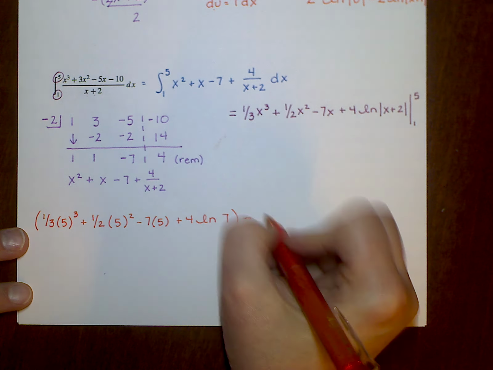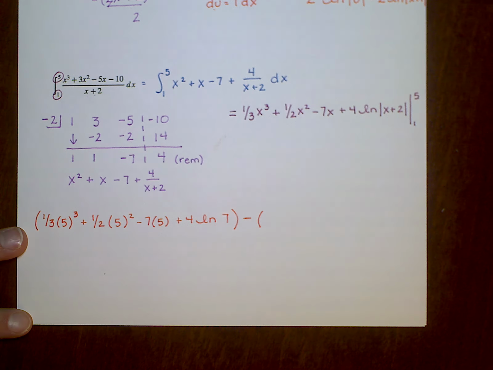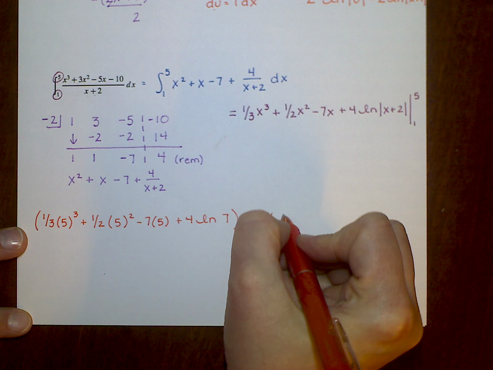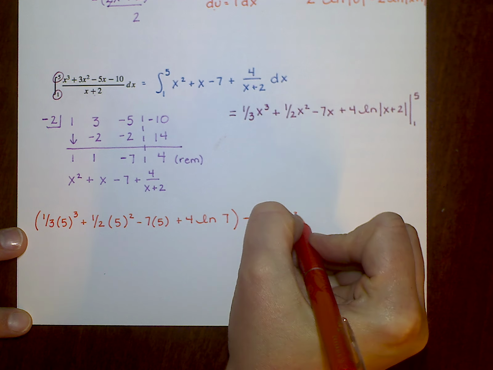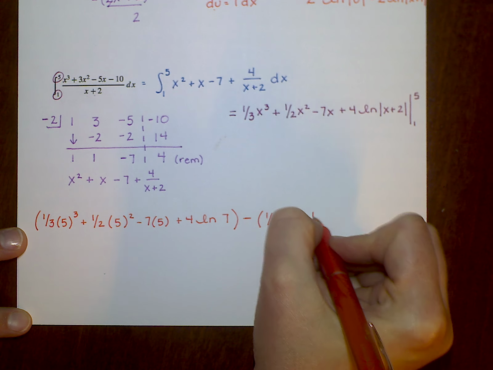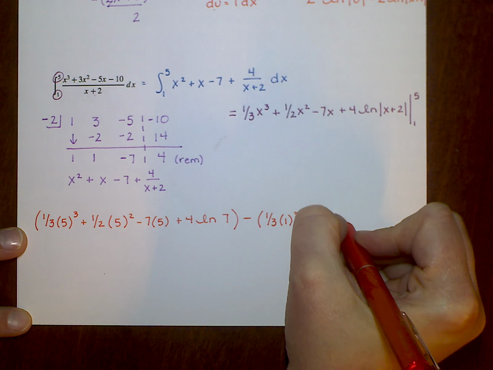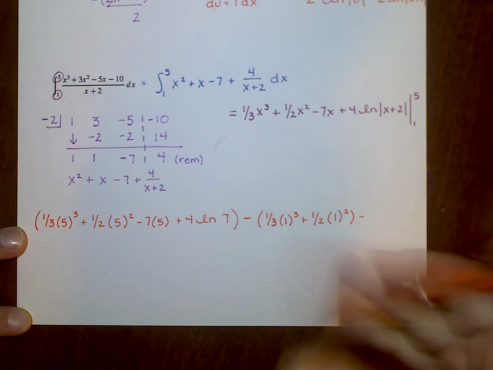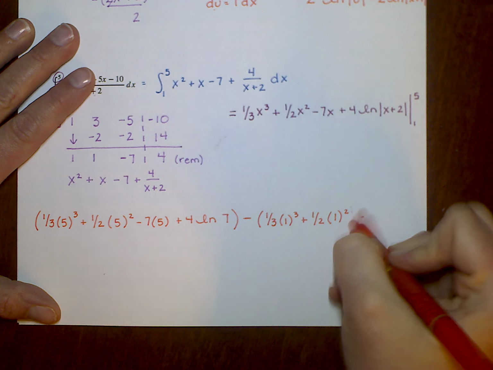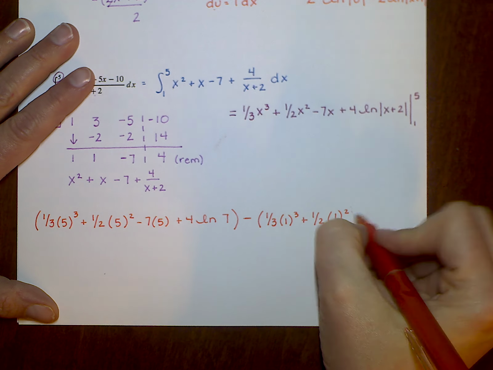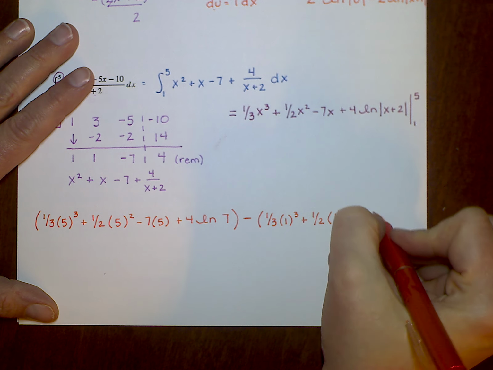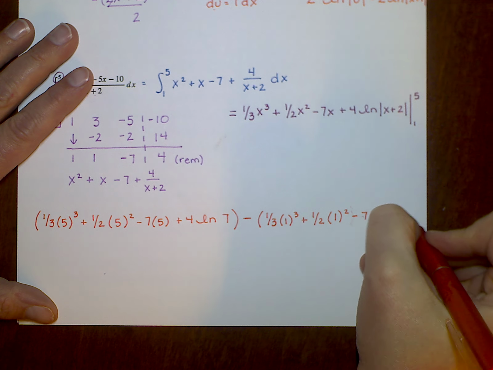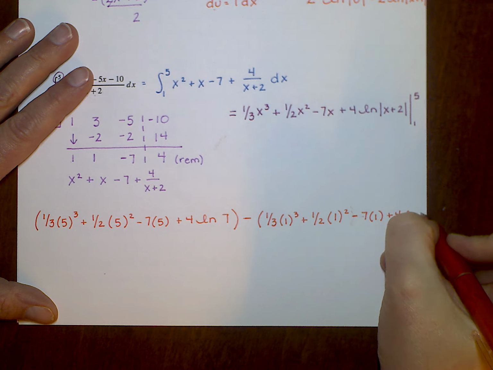Minus, and let's open another parenthesis here. And now let's do the same thing with the 1. So 1/3 times 1 cubed plus 1/2 times 1 squared minus, whoops, I don't know why I put that other parenthesis there. Wasn't ready for that yet. Minus 7 times 1 plus 4 times natural log, and 1 plus 2 is 3.